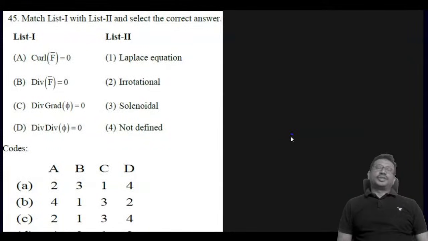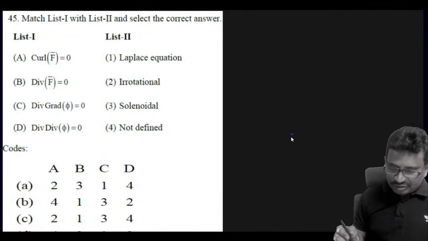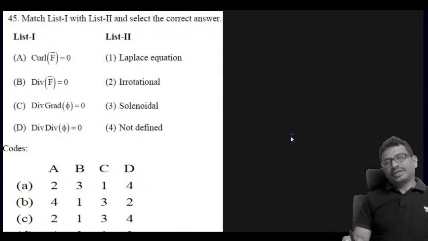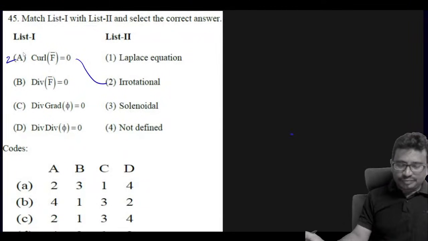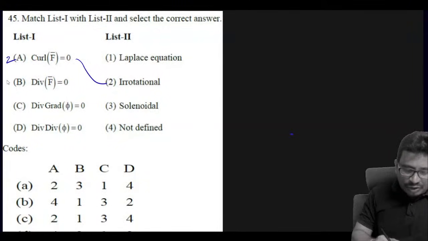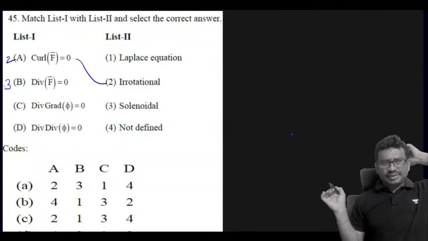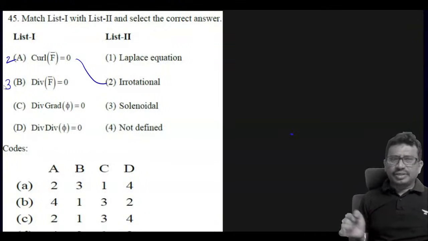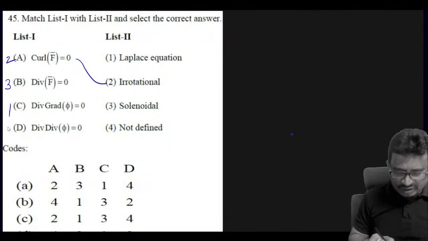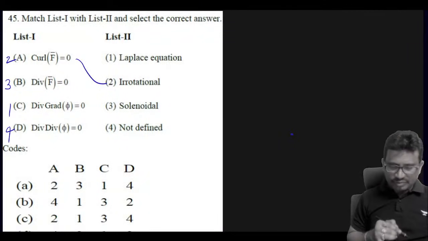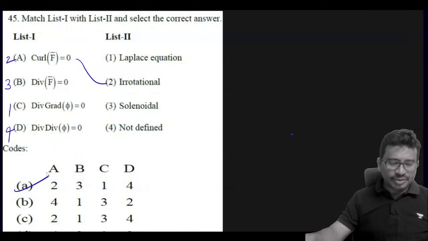Yeah, you tell me this. If the curl of a vector is 0, then we can say that the vector is irrotational. So this is 2. Divergence is 0 means solenoidal. So 3. Divergence of gradient is the Laplacian. So this is 1. Divergence of divergence is not valid. So this is 4. So 2, 3, 1, 4. Option A.